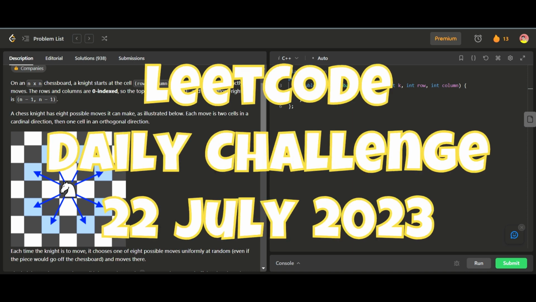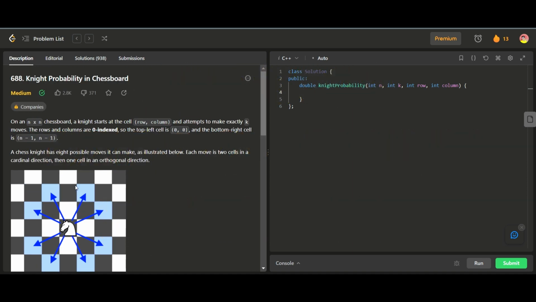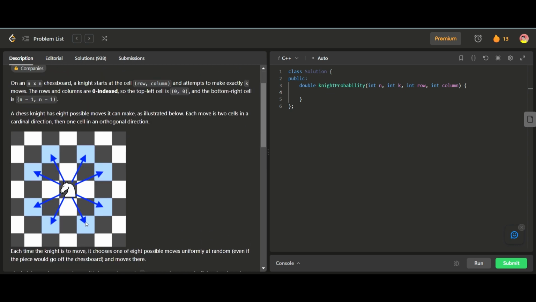Hey, hello everyone. Today we are going to solve this daily challenge from LeetCode, Knight Probability in Chessboard. So we are given an n cross n chessboard where there is a knight starting at the cell row comma column, and it is allowed to move exactly k moves. Now our knight can move in 8 possible directions, 2 in the cardinal direction and 1 in the orthogonal direction.